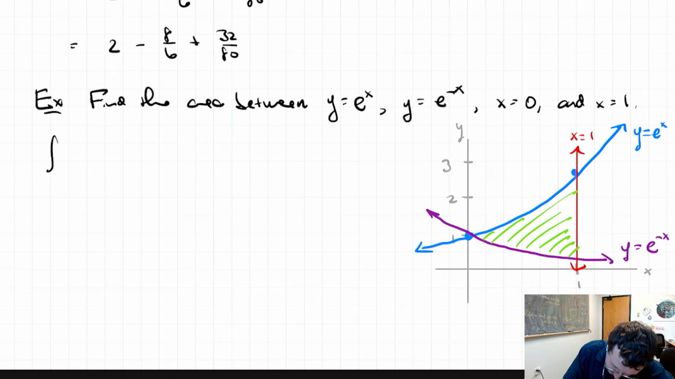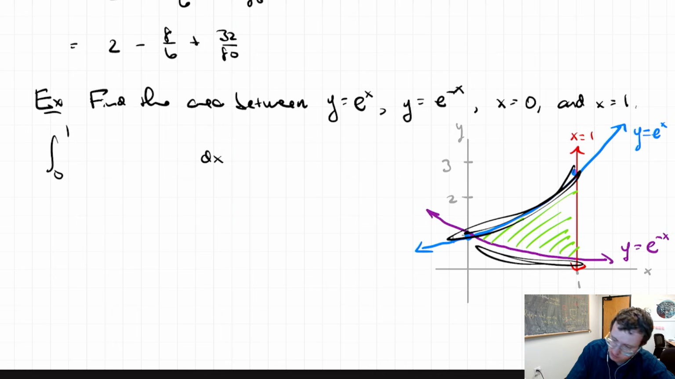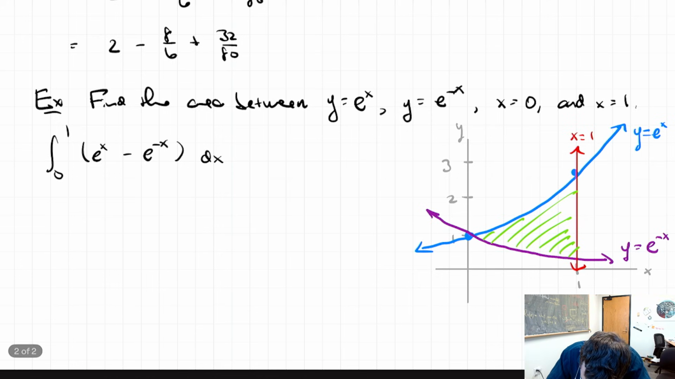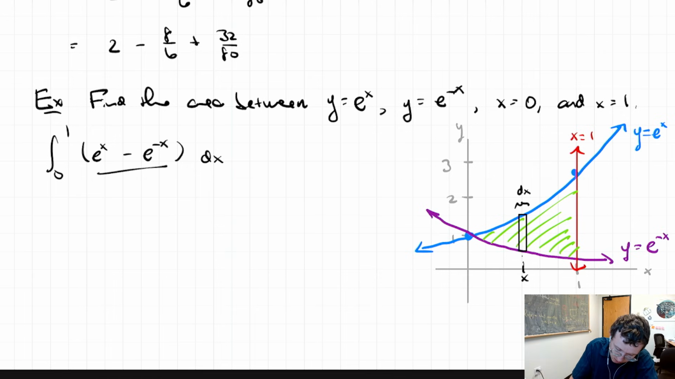We're integrating from x equals 0 to x equals 1, and we do the equation of the top curve minus the equation of the bottom curve. So it'll be e to the x minus e to the minus x. And the reason for that is that if we were to split this up into a bunch of little rectangles, like let's say this happens at x, the width is going to be dx, and the height is e to the x minus e to the minus x. So we're doing width times height, which is the area of a rectangle, and then we're adding up all of those rectangles.